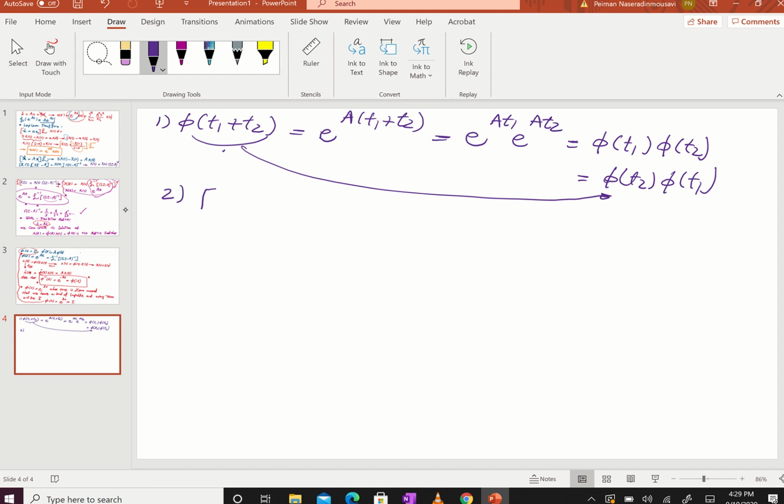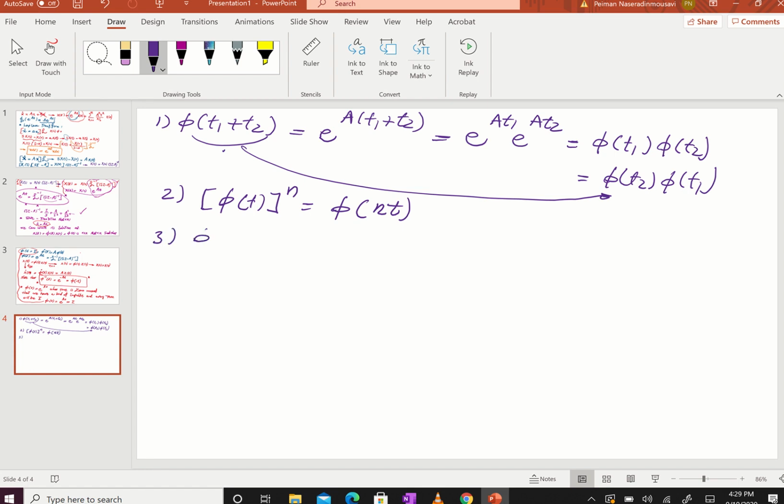Property 2: phi of t to the power of n is equal to phi of n t. This is very straightforward, guys. You can prove it by yourself.